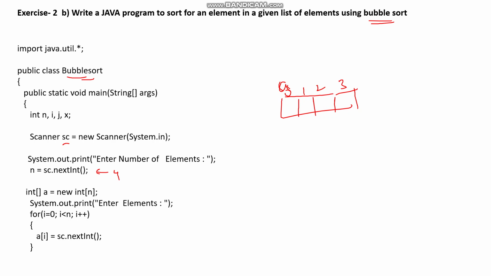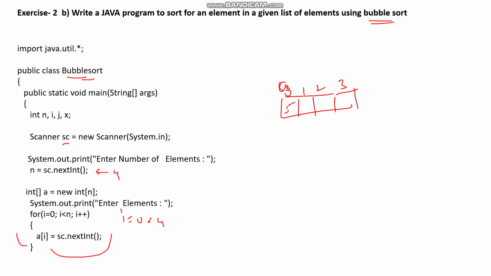For this purpose, for i equals 0, i is less than n, i plus plus. Initially, the i value is 0. i is less than n. What is the current n value? 4. 0 is less than 4. The condition is true, and since the condition is true, the body will be executed. a of i equals sc.nextInt. We are reading a value from the user that is stored in the a of i place. Assume I give the value as 5. The value is stored in this place.